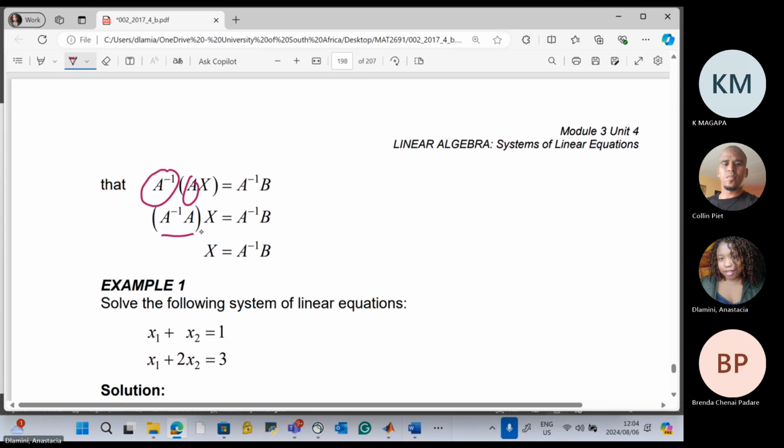Yes, ma'am. Thank you. Now they say solve the system of linear equations. So let's solve the system of linear equations. Let me take a screenshot.